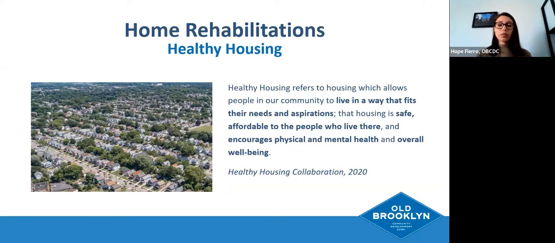So in our work within the collaboration, we created a shared definition of healthy housing. And this allowed us to work towards a common goal. And it's always good in a collaboration to have a common understanding of what you're actually working towards. So we created this definition, which you can see on the slide. So for us, healthy housing is housing that allows residents to live in a way that they want to, that fits their needs, and is affordable and safe, and encourages physical and mental health and overall well-being. And this is what guided our work in the collaboration.